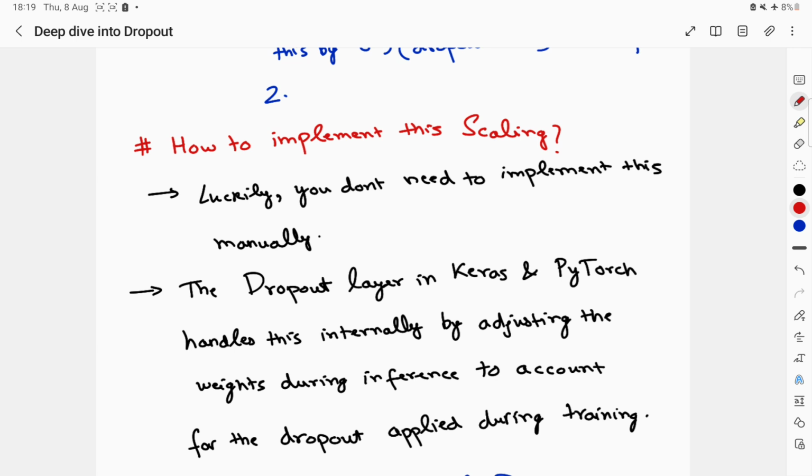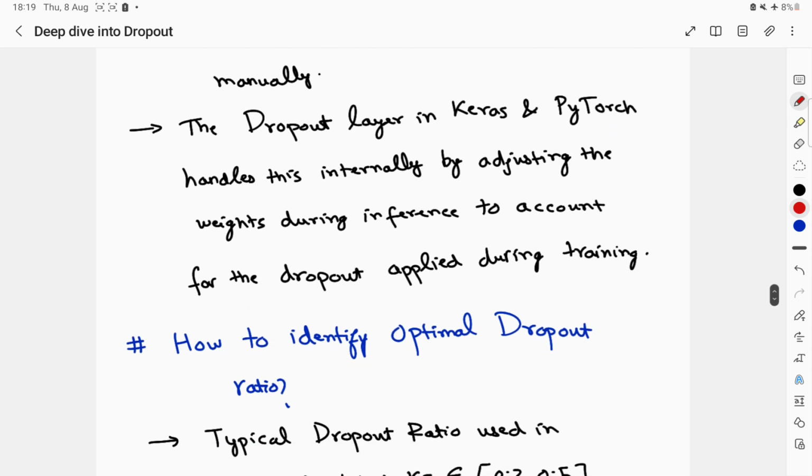Now the next question might be, how do you implement this scaling? Luckily you don't need to implement this manually. The dropout layers in some of the most famous deep learning frameworks, including TensorFlow, Keras, and PyTorch, handle this internally by adjusting the weights during inference to account for the dropout applied during the training. And this is taken care of, in other words, right?